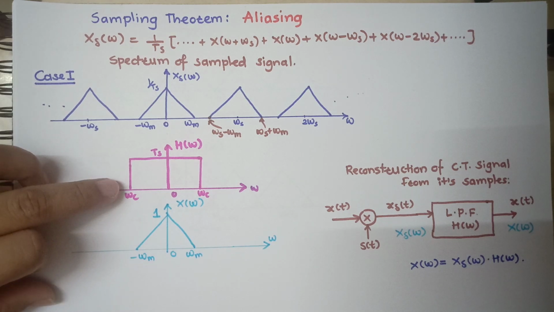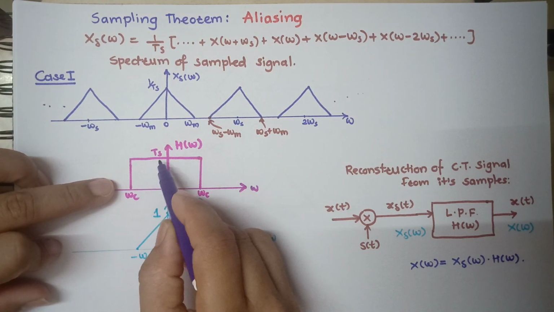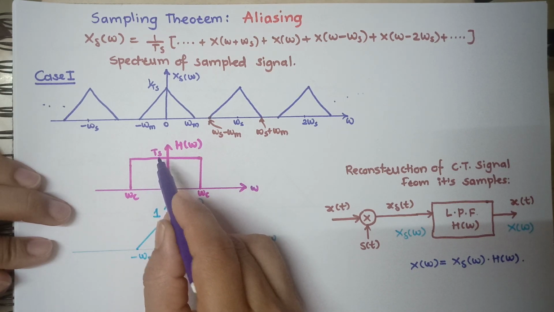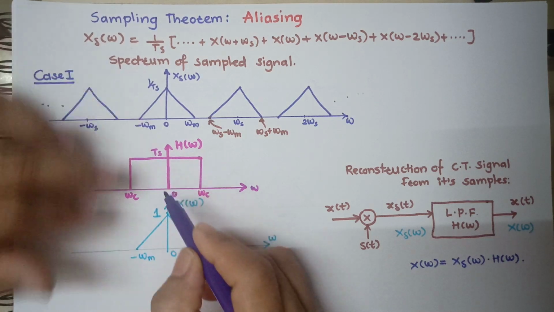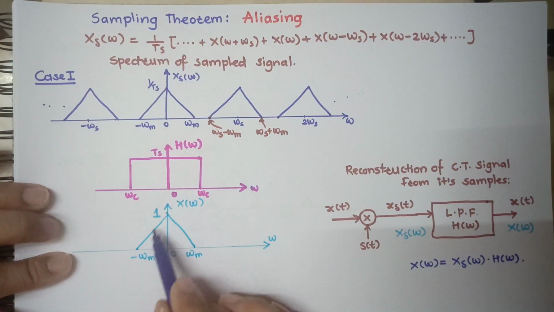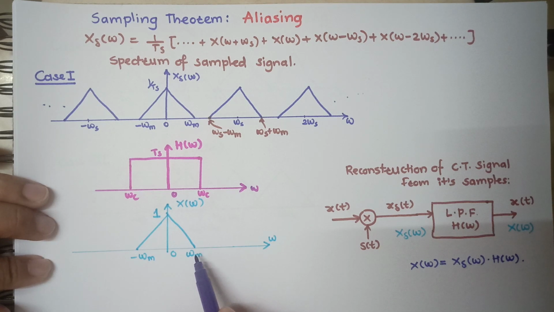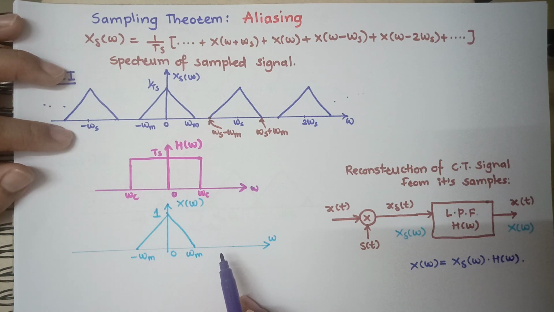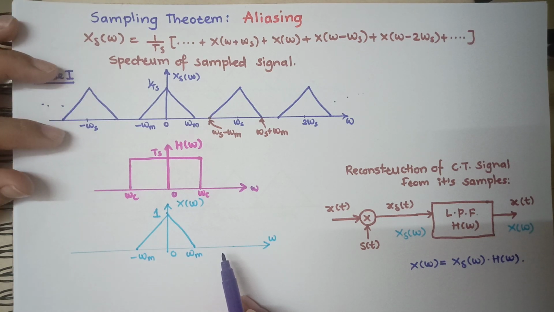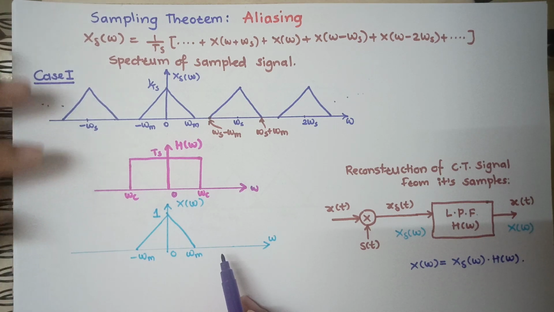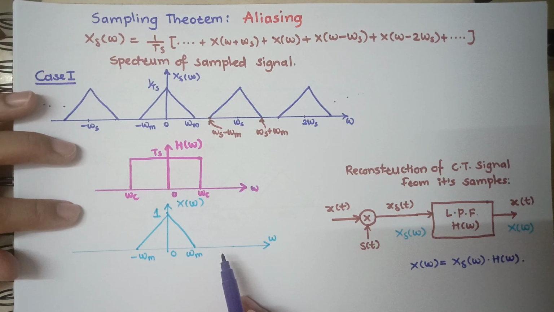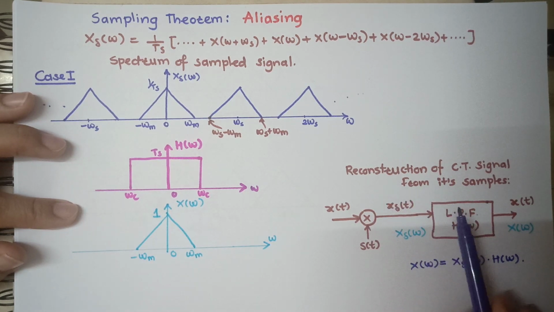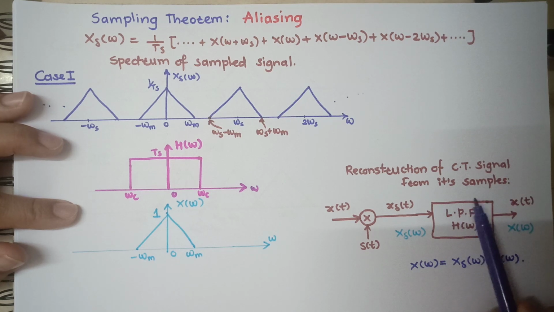So observe here, the amplitude of this low pass filter is Ts. So this multiplied by 1 upon Ts becomes 1. So we get back our continuous time signal from this spectrum of the sampled signal, or you can say we can get back the signal by passing this sampled signal through a low pass filter. This is shown here.